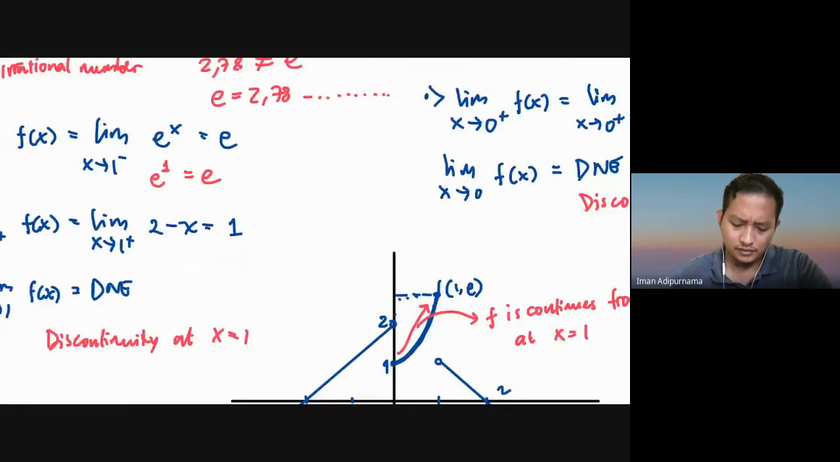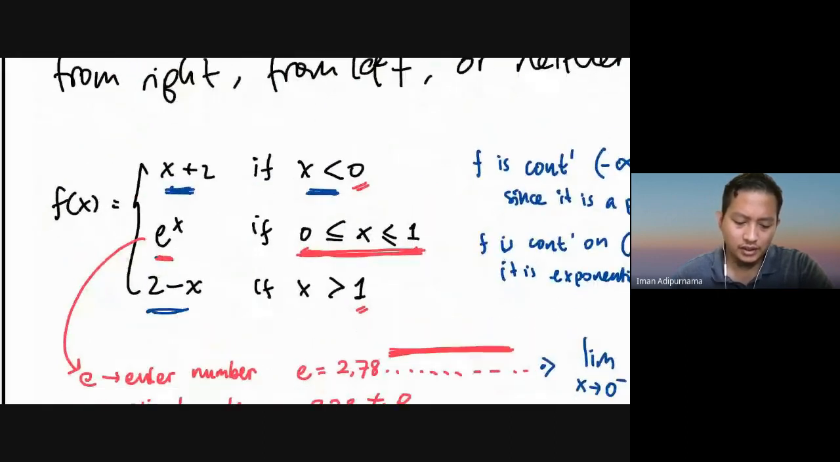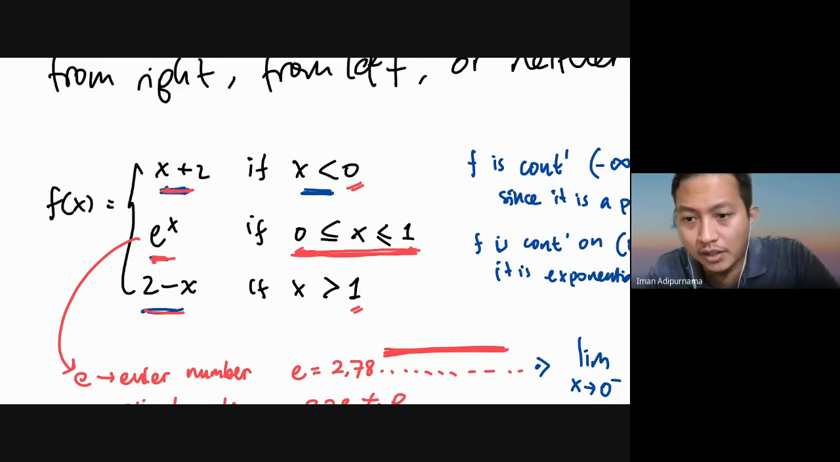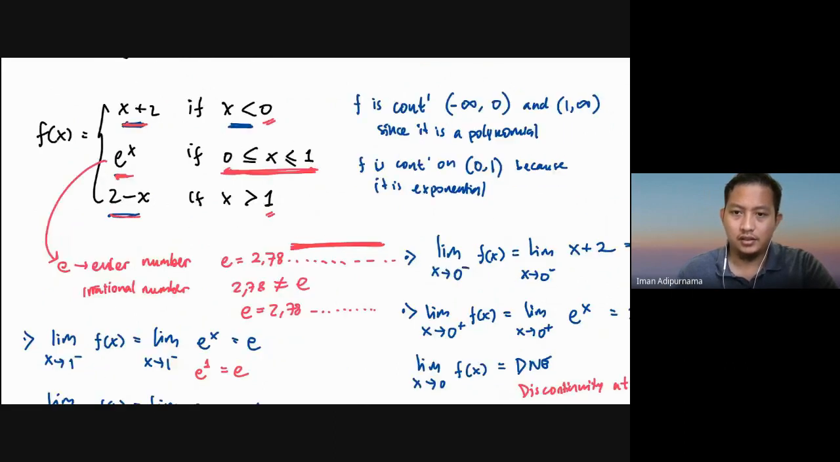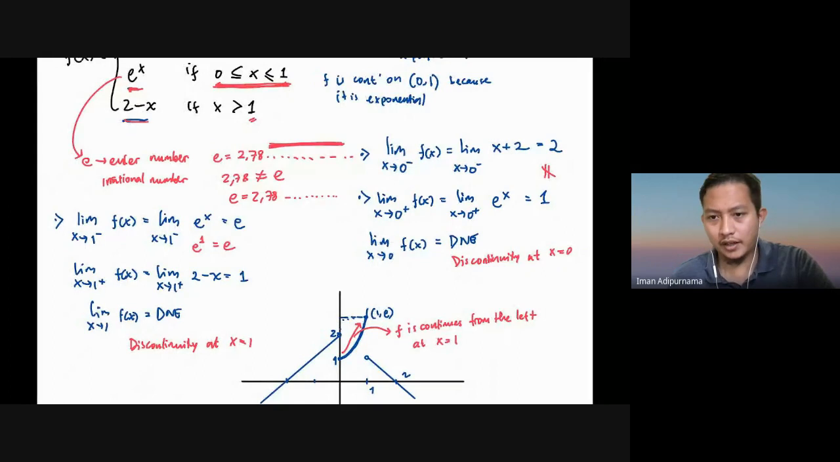Drawing the graph. You just put here all the linear, exponential, and yeah, the x plus 2 and 2 minus x is linear. Oh yeah, thank you. You can check Wikipedia. Okay, thank you for sharing the link.